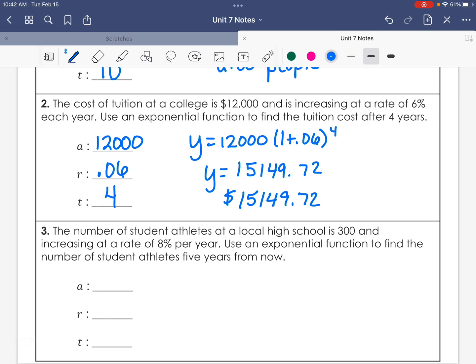For number 3, it's a very similar setup. The number of student athletes at a local high school is 300 and increasing at a rate of 8% per year. Use an exponential function to find the number of student athletes 5 years from now. So we're going to start with 300 athletes. They're going to grow at 8%, which is the decimal 0.08. And then we're going to have 5 years to see how much it grows. So when we put this into the formula, we have y equals 300 times 1 plus 0.08 to the power of 5.